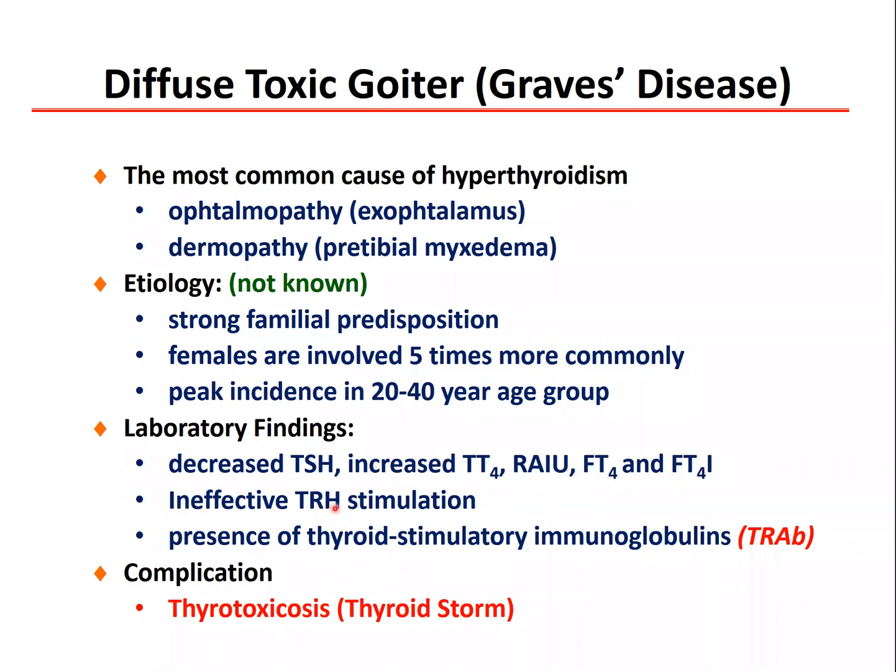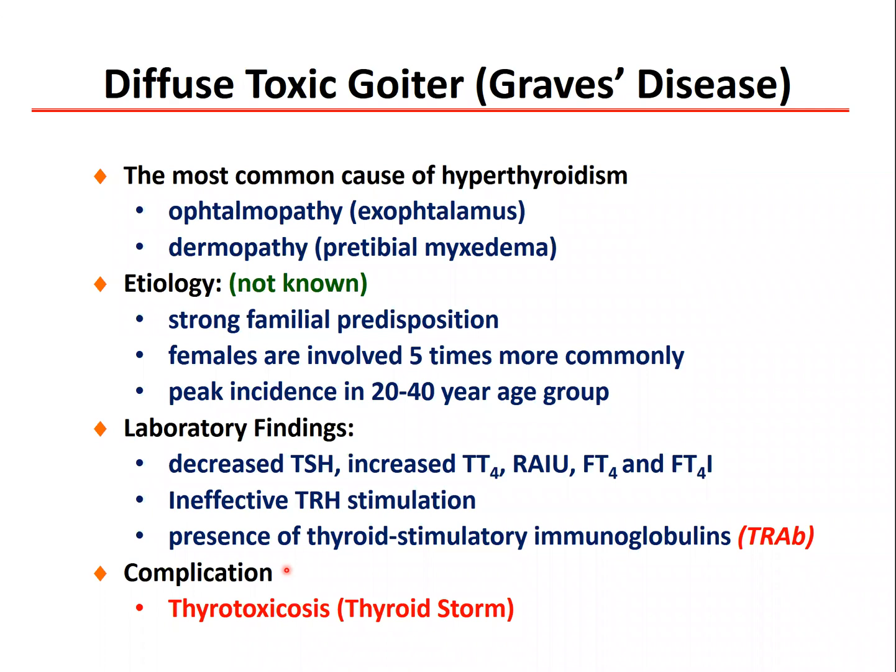Ineffective TRH stimulation, so the TRH cannot further stimulate the thyroid gland because the TSH is already relatively suppressed, so the TRH is not going to induce any changes in the pituitary. And we do have the presence of the thyroid stimulating immunoglobulin, but not only the thyroid receptor antibody is present, but the thyroperoxidase antibody can be present as well, but much less compared to Hashimoto thyroiditis.